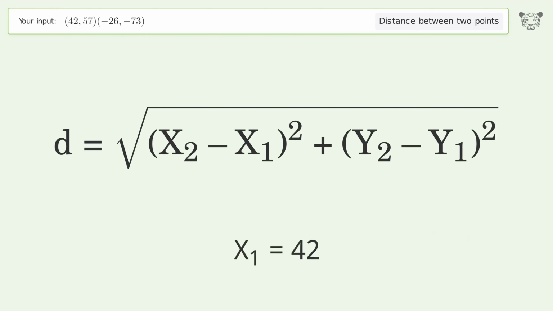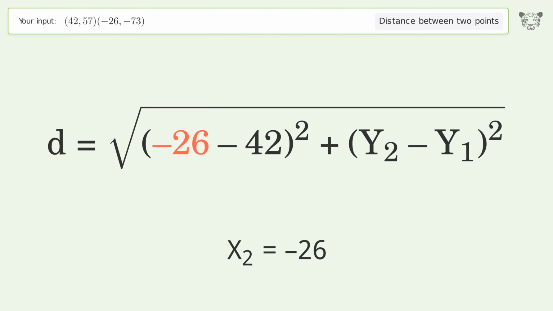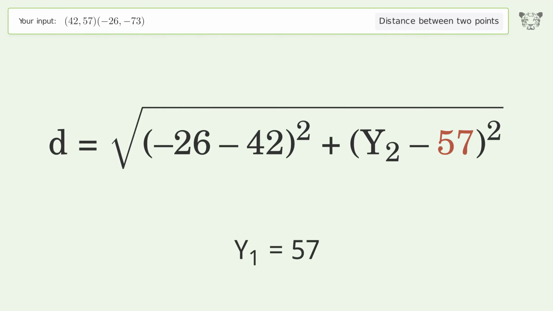x1 equals 42. x2 equals negative 26. y1 equals 57. y2 equals negative 73.